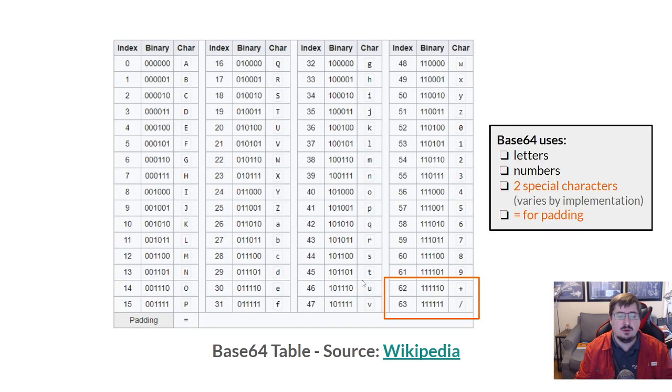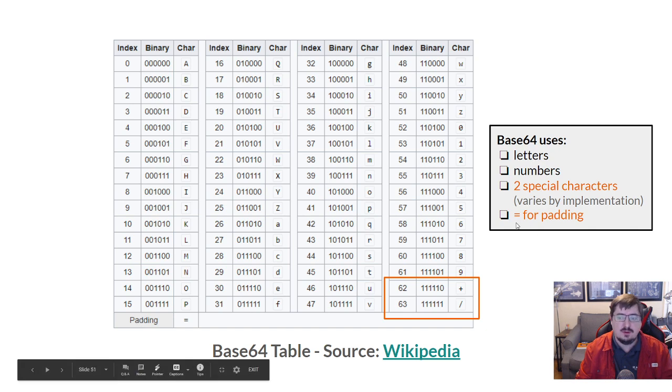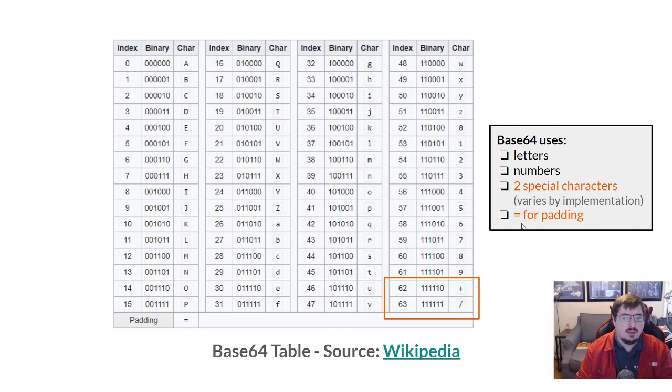One other thing I might note on here, and you can kind of see at the bottom of the table, we also use the equal sign as the padding character. And as far as I've seen, every version of Base64 does use equals as a padding.